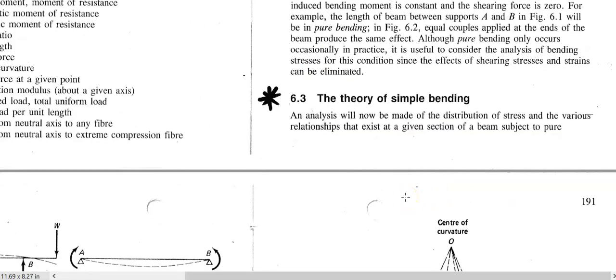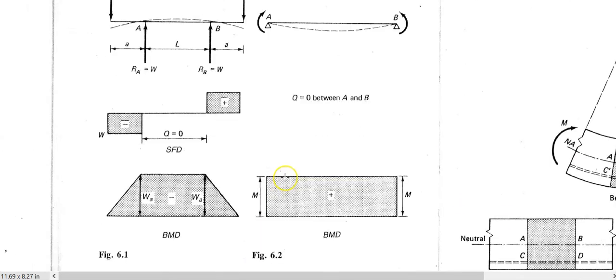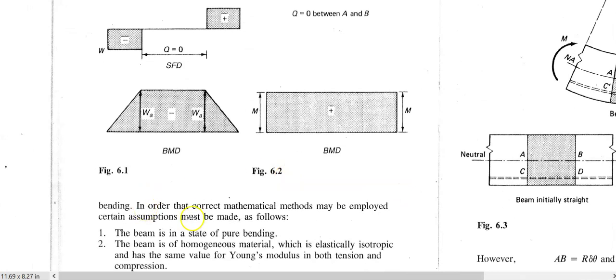An analysis will now be made of the distribution of stress and the various relationships that exist at a given section of a beam subject to pure bending. That's the next page. There we go. Now, people, it's the theory of elastic bending. Whenever people invent a theory, they like to apply it to certain things, and with a few assumptions, hopefully the results will always be the same. Okay, and here are the assumptions.